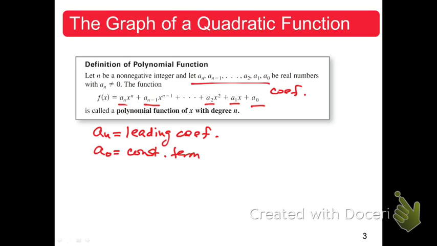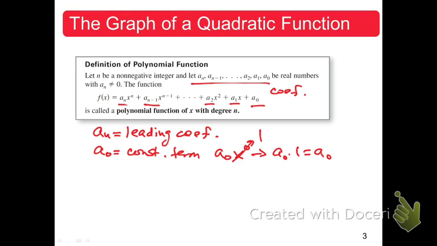Notice that it doesn't have an x with it, but it actually does. It has a sub 0 times x to the 0. And what do we know about x to the 0? We know that x to the 0 is just 1. Anything to the 0 power is 1. And so therefore, this is a sub 0 times 1, which is a sub 0. So we call it our constant term.